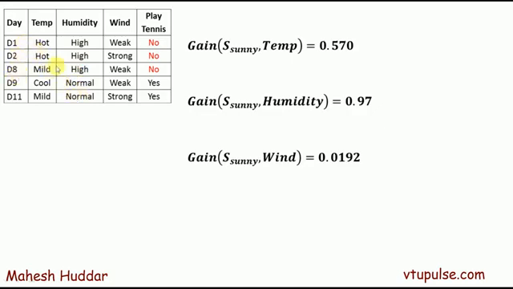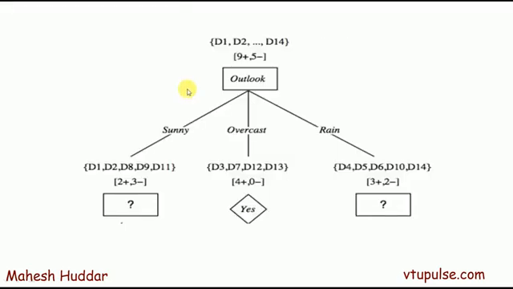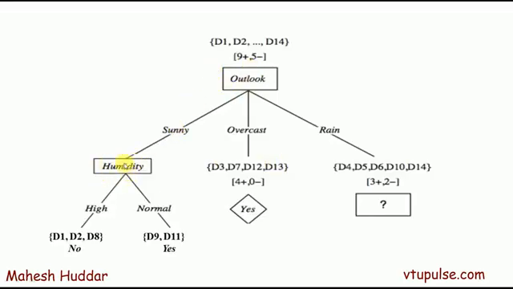D1, D2, D8 high, D9 and D11 normal. So whenever it is high, we have the label as no. Whenever we have normal, the label is yes. So in all 3 cases, whenever humidity is equivalent to high, we have label no. So directly we can write no here. And for normal, we have yes. So we can directly write yes here. You can see here, this is the tree we have drawn in the previous iteration. In this iteration, we consider humidity as a node here. Whenever we have high, there are 3 examples, all of them are no.